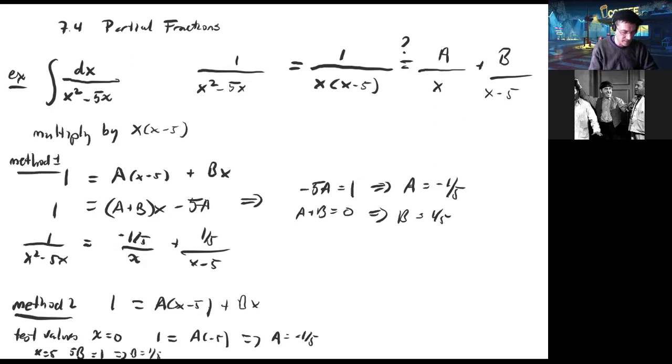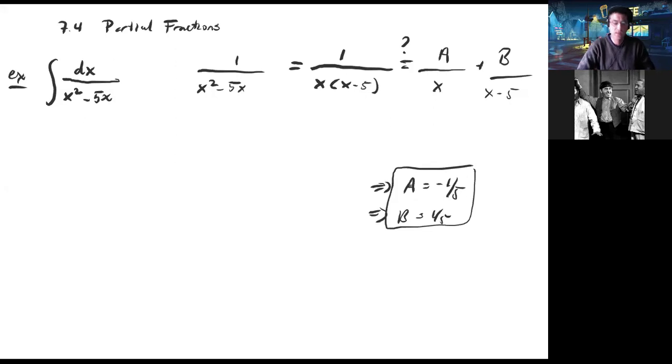So we get the same answer either way, and there are these two methods, and it's up to you to decide which method to use. I usually find method 2 is easier to implement, and that's why I typically use it. Okay, so let me save the board, and we'll continue with this integral.